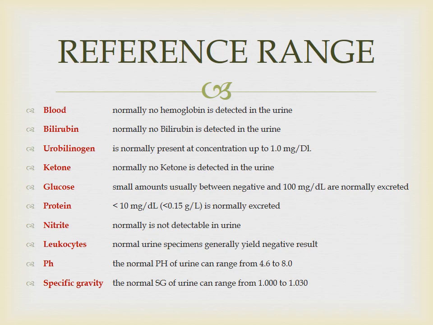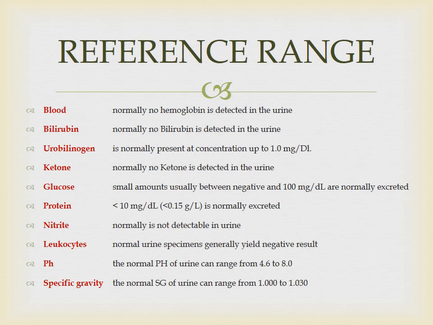For the reference range in the urine, normally no hemoglobin is detected in the urine. Normally no bilirubin is detected in the urine. Urobilinogen is normally present at concentration up to 1.0. Ketone, normally no ketone is detected in the urine. Glucose, small amounts, usually between negative and 100, are normally excreted.